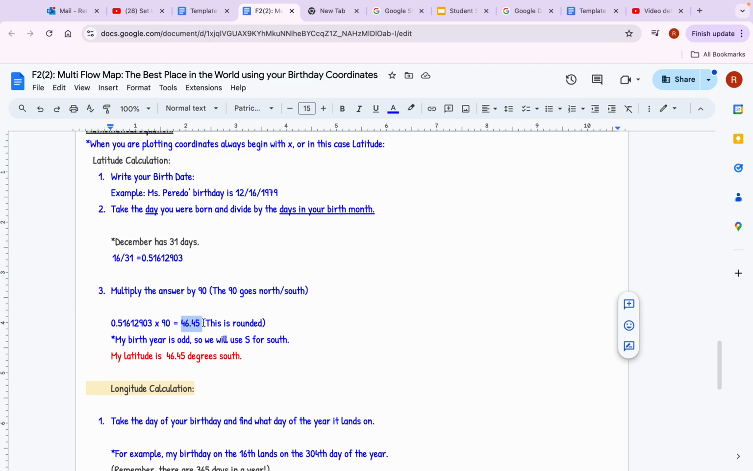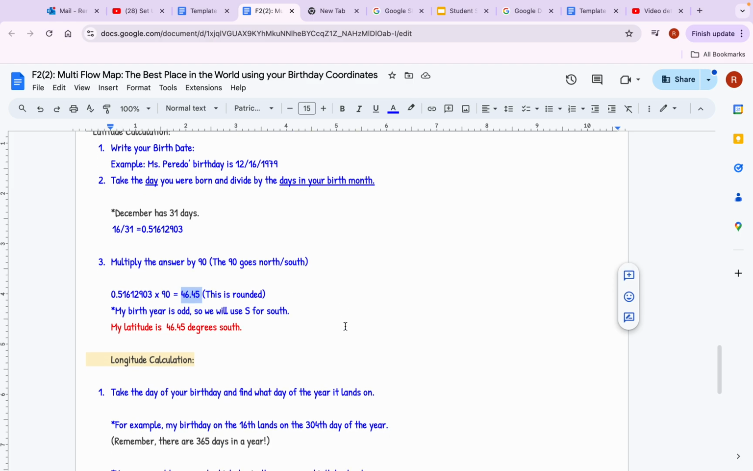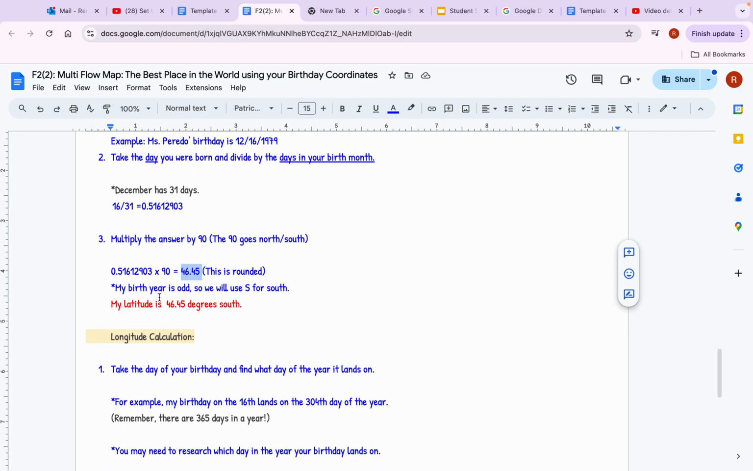Now, your numbers are not going to be the same as your neighbor's. You all have different birth days and months, and your number might not even look close to mine, especially if you're born in January, keeping in mind that I'm born in December. So my latitude was 46.45, and I know that it's south because my birth year is odd.